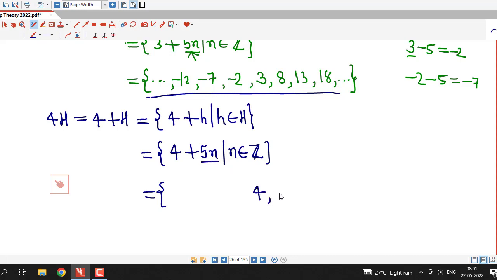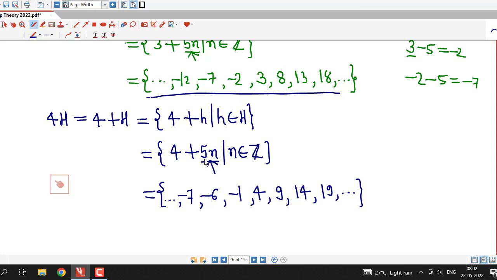and the next element we can obtain by adding 5, that is 4 plus 5, 9, 9 plus 5, 14, 14 plus 5, that is 19, and in the negative direction we subtract 5. 4 minus 5, that is minus 1, minus 1 minus 5, minus 6, minus 6 minus 5, minus 11, and we can check for n equal to minus 1 we will have minus 5 plus 4, that is minus 1. For n equal to minus 2 we will have minus 10 plus 4, that is minus 6.